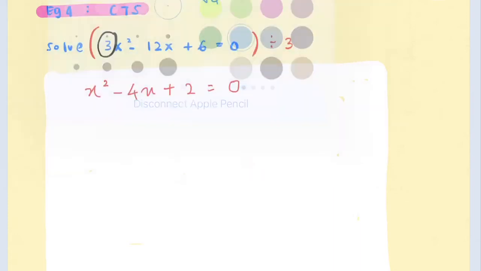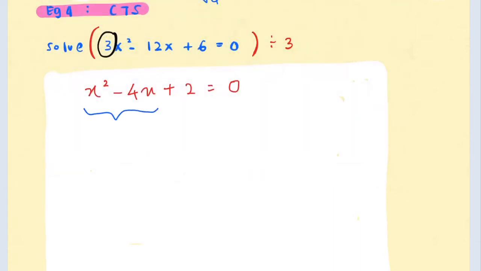Now let's proceed with completing the square. So focus on these two terms here to be completed. This constant here, you can put it at the back or you can bring it to the right hand side. So this is minus 2. So now let's start to complete the square. First term here, let's square root the first, x, and then this term here, let's divide it by 2. So you get minus 2.